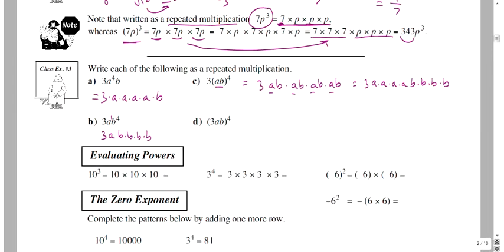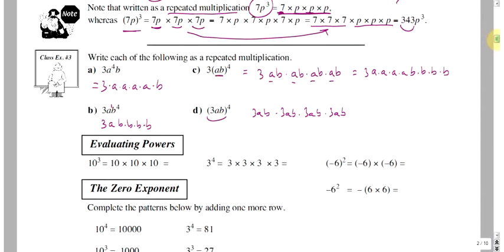Okay, next question. Does that 4 apply to the 3? Does it apply to the A? How about the B? That's everything in the brackets to the 4th power. 3AB times 3AB times 3AB times 3AB, 4 times. Okay? Again, I can rearrange this. I could put all the 3's first, then all the A's, then all the B's. I'm going to be lazy and not write that one out.